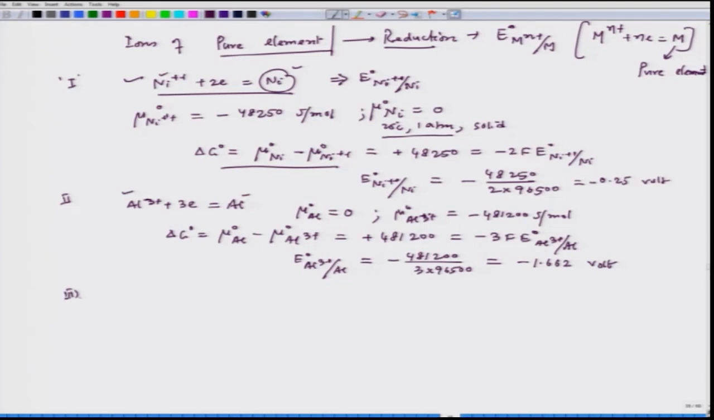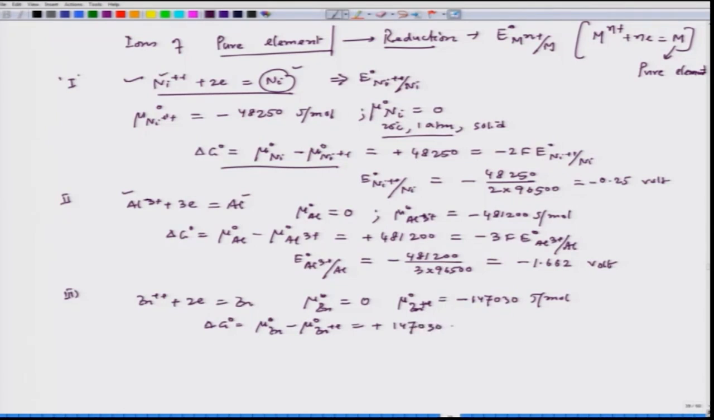So, we can also get it like that, we can also get it for zinc, where mu 0 of zinc solid is equal to 0 in standard state, and mu 0 of Zn2+ in aqueous solution becomes minus 147030 joule per mole. So, again we get it like that.